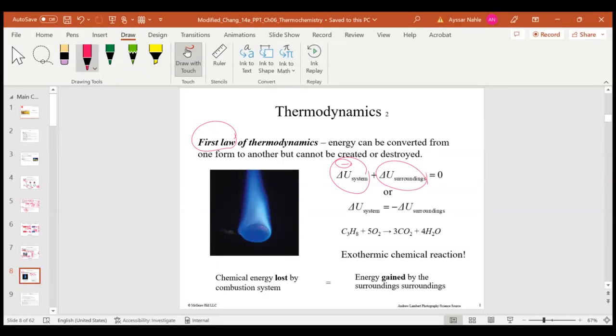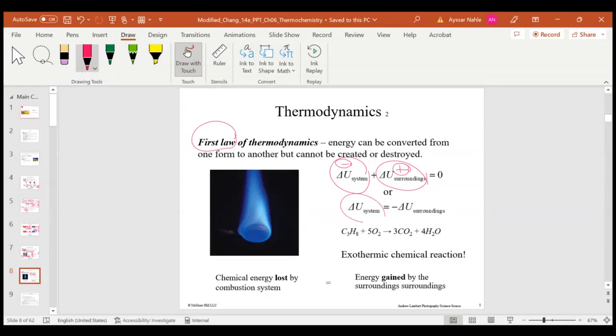Now, if the system is exothermic, that means the system will give some heat, then the heat will go and the surrounding will actually gain the same amount of heat. That is, if the system is releasing 100 kilojoules, the surrounding will gain plus 100 kilojoules. So minus 100 plus 100 will be equal to 0, because the delta U of the system is equal to the surrounding as absolute value.